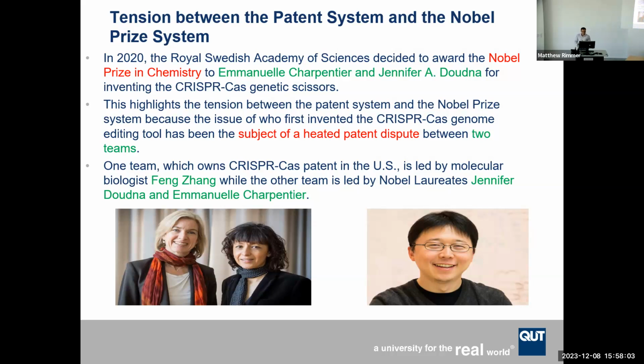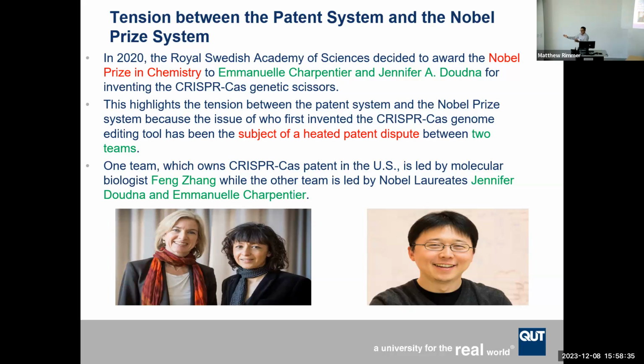Now, this highlights the tension between the patent system and the Nobel Prize system, because the issue of who first invented the CRISPR-Cas genome editing tool has been the subject of a heated patent dispute between two teams. Which are the two teams? One team, which owns the CRISPR-Cas patent in the United States, is led by Feng Zhang, while the other team is led by Jennifer Doudna and Emmanuelle Charpentier, who were awarded the Nobel Prize.